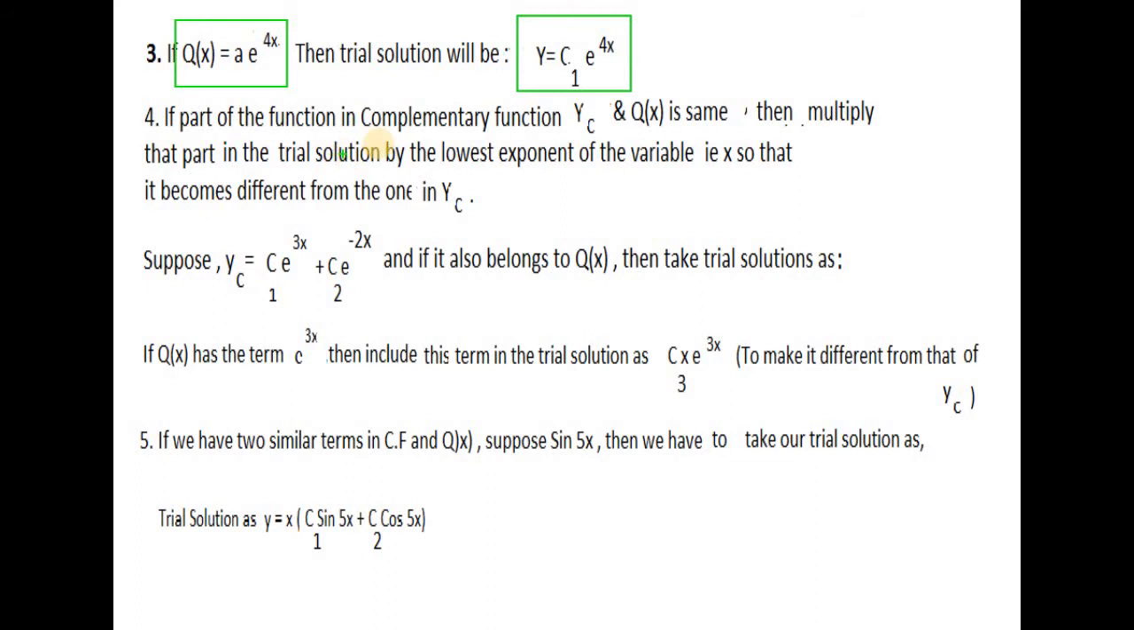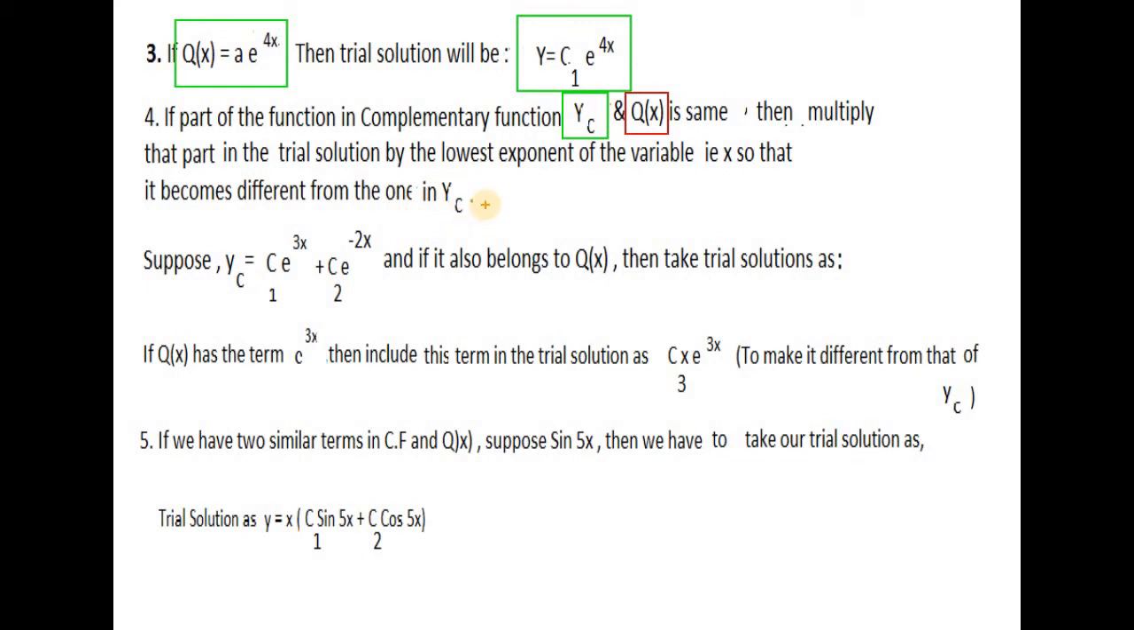Point 4. If a part of the function in the complementary function yc, which is the solution of the associated homogeneous differential equation, and q of x, the function lying to the right hand side of the differential equation, are the same, that is, if there is some similarity in yc and q, then multiply that part in the trial solution by the lowest exponent of the variable x, so that it becomes different from the one in yc.